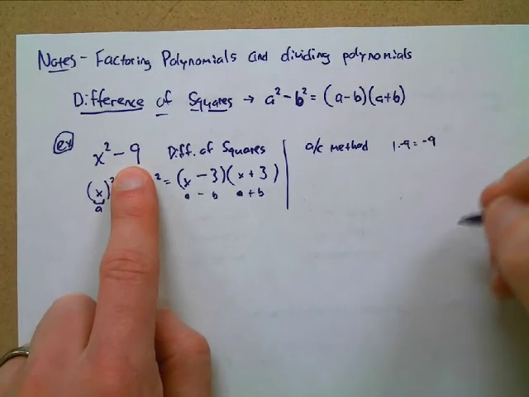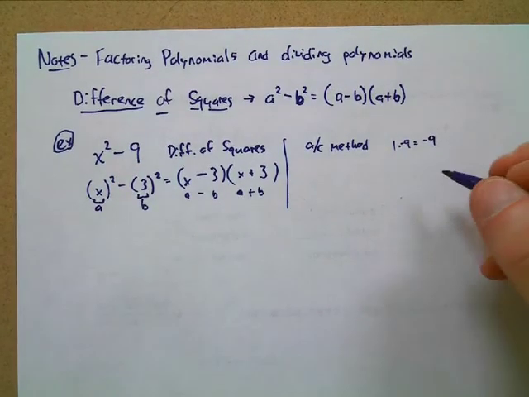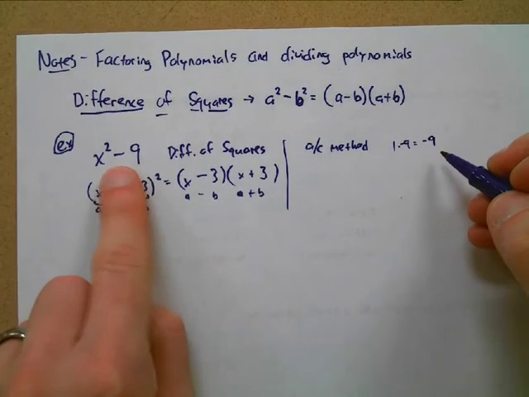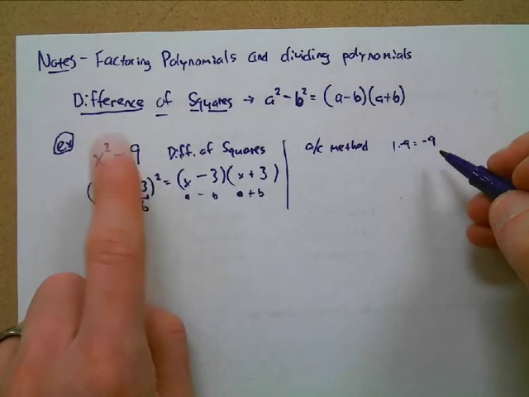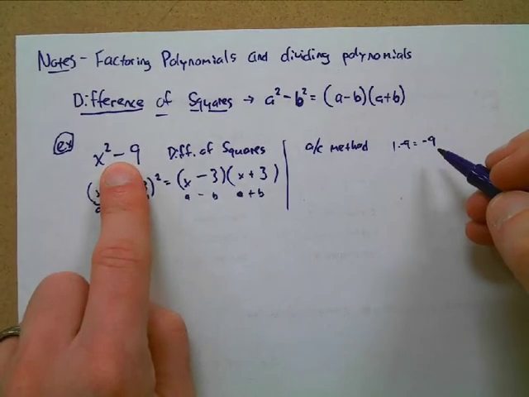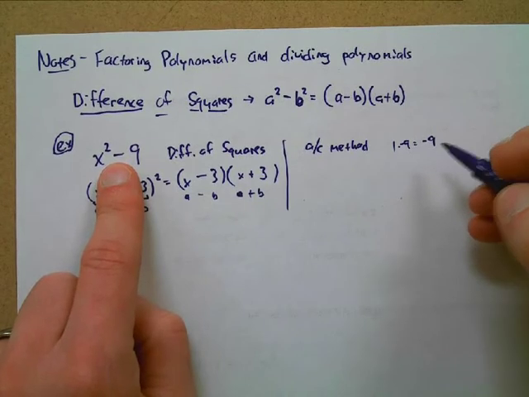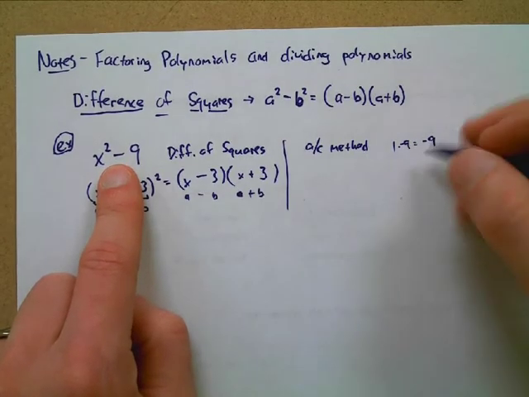And so we're looking for two numbers that multiply to negative 9 and add to what's our b term here? What is our middle term? 0, right? So we need two numbers that multiply to negative 9 and add to make 0. Negative 3, positive 3, exactly right.